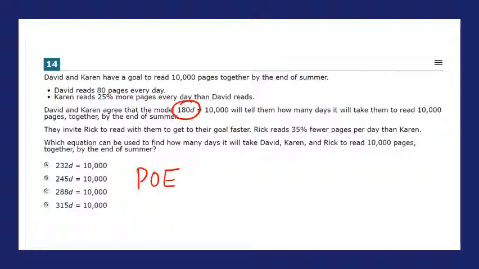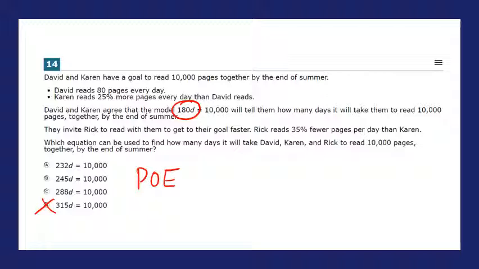To me, since Rick reads 35% fewer pages, this last one is a way too big answer. Now, the other ones are pretty close together, so I don't think that logically we can eliminate any other ones here, but at least we've eliminated one. So now let's see what we should do here.